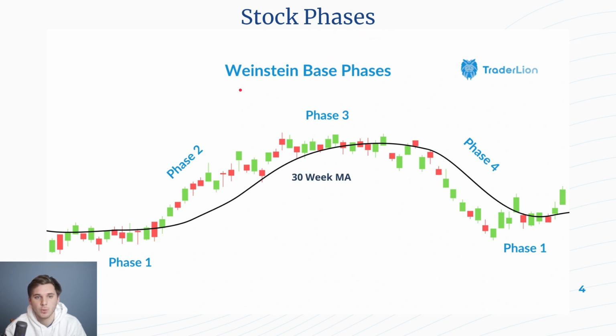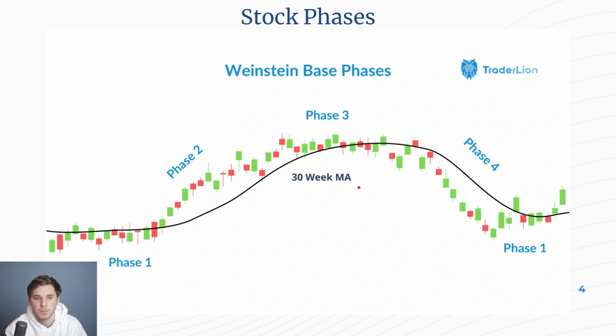So this is another way of determining the life cycle of a stock and where you are within its run. And this is an adaptation of Stan Weinstein's stage analysis, but we're changing that terminology to phases instead of stages just to differentiate from base counting. So keep in mind, Stan Weinstein calls this stage 1, stage 2, stage 3, stage 4, but we're changing that to phase 1, phase 2, phase 3, and phase 4.